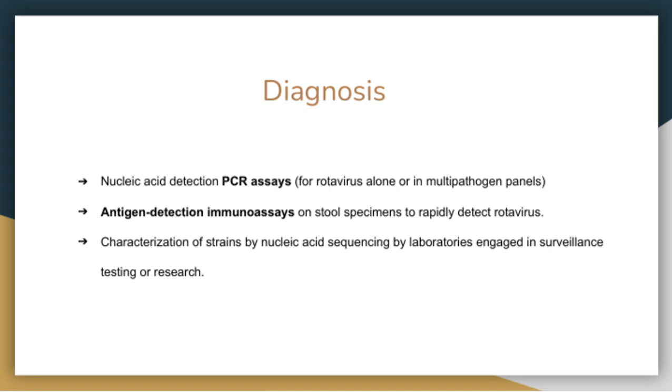Another rapid diagnostic method is antigen detection immunoassays performed on stool specimens. These tests are valuable because they give quick results, helping clinicians make timely decisions. In addition, characterization of rotavirus strains is crucial for understanding the circulating types and tracking outbreaks. This is typically done through nucleic acid sequencing, performed by laboratories engaged in surveillance or research. Overall, these diagnostic tools, PCR assays, antigen tests, and strain characterization, are essential components in our effort to accurately diagnose rotavirus infections and monitor their spread.